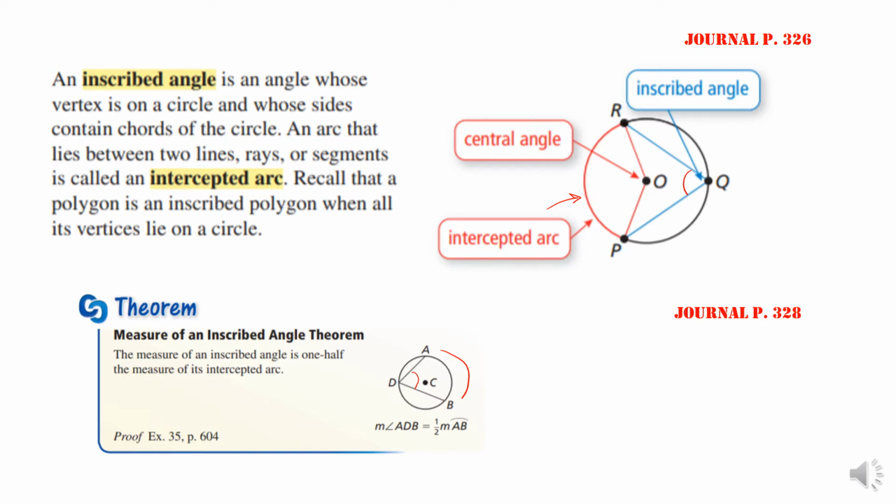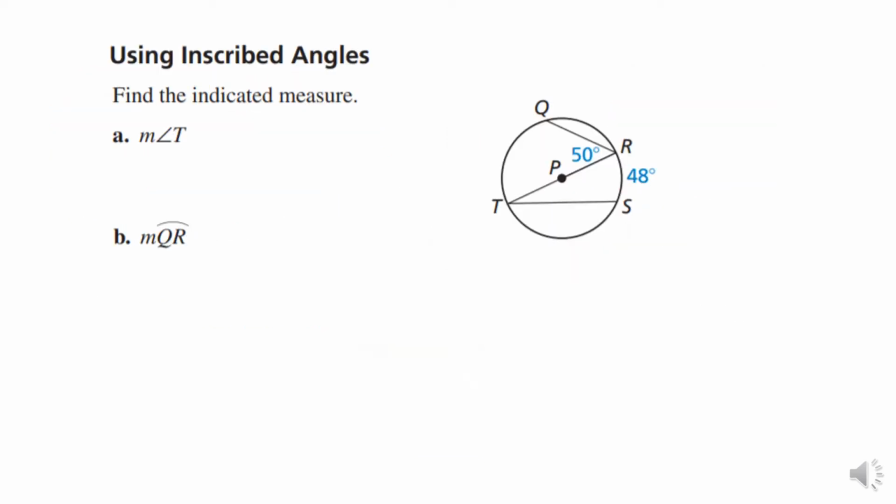All right, so let's look at what we can do with that. So we want to find the measure of angle T. So angle T is this one right here, and we know that its intercepted arc is 48. So the measure of angle T is 1/2 the measure of arc RS. So it's 1/2 of 48. So the measure of angle T is 24 degrees.